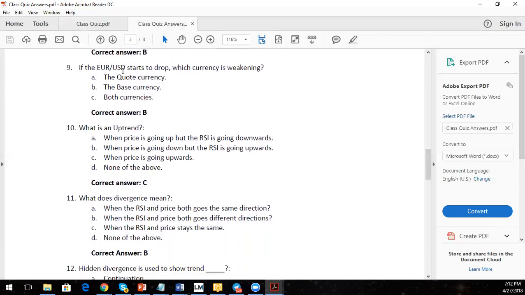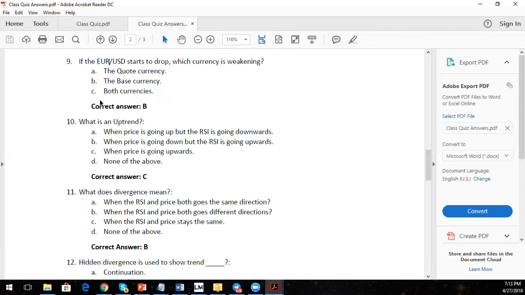Number 9, if the Euro USD starts to drop, which currency is weakening? Well, it'll be the euro. It'll be your base currency, because as I mentioned before, you want to look at the base as the head coach. If it goes up, that means the head coach is doing good because the team is doing good. If it goes down, that means the head coach is doing bad because the team is doing bad. The correct answer is B.